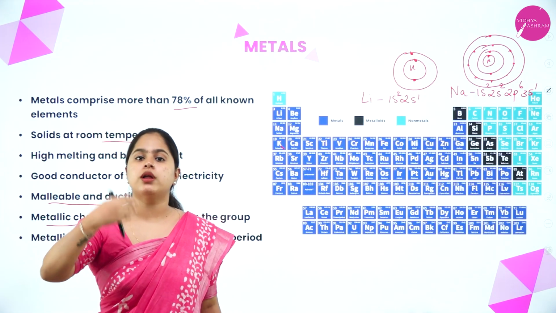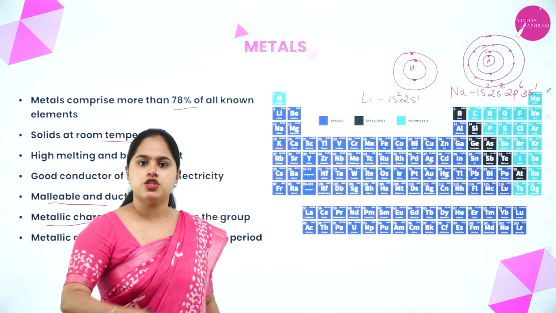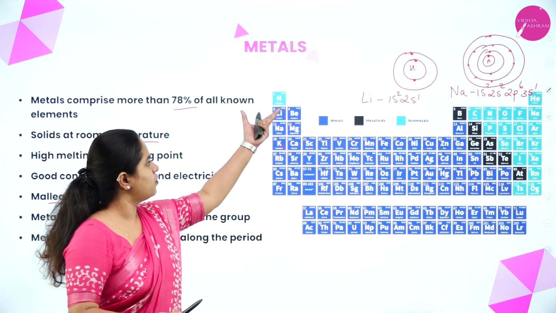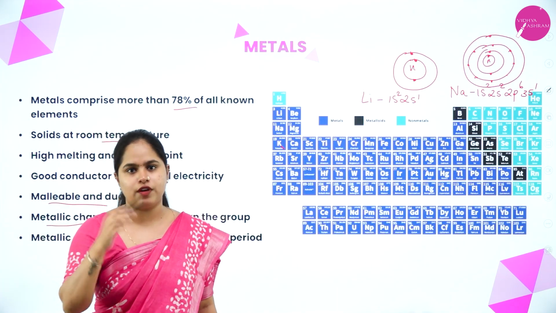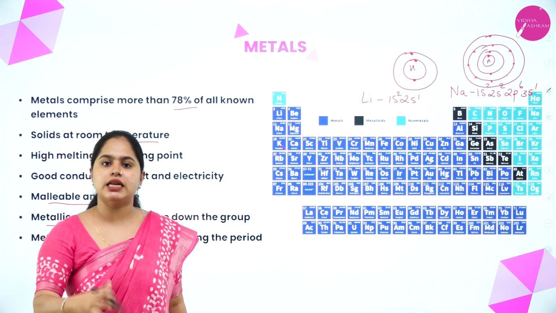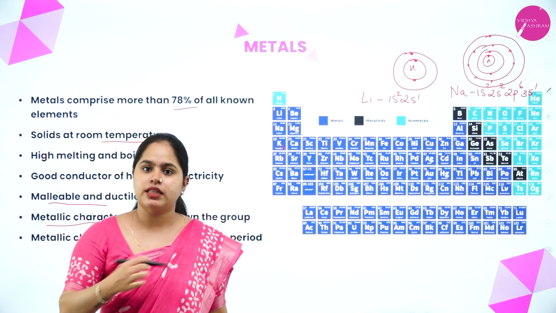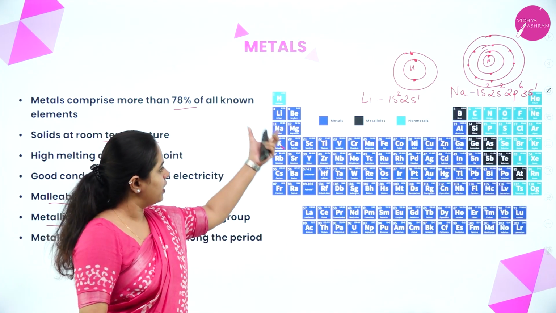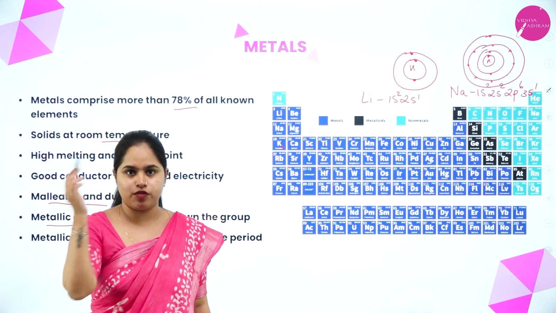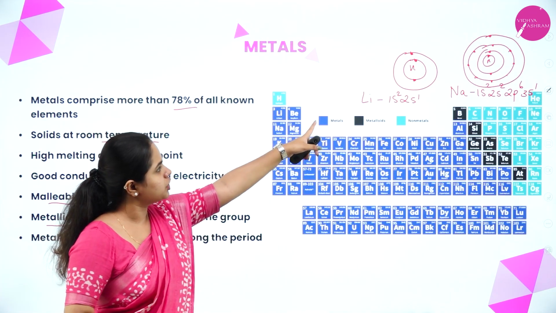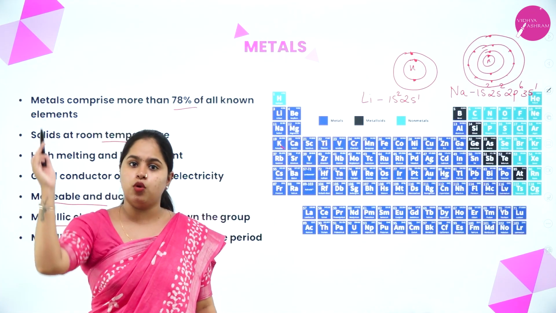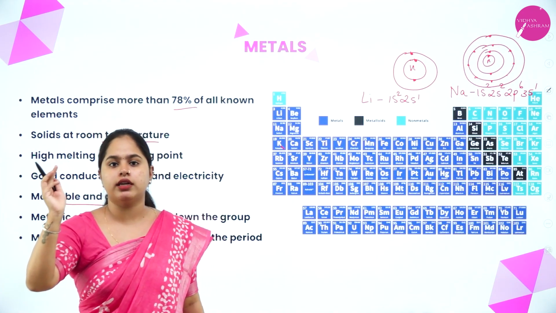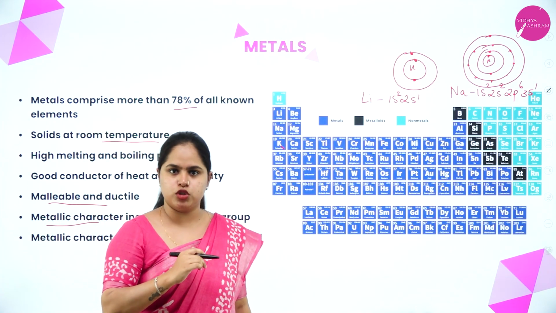Yes, because more and more shells are being added on. So you can see from here to there itself, the size of the atom has increased. So when we move down the group, the size of the atom increases, right? As said, metallic character means the electrons should be able to escape easily. So when we are moving down the group, as the size of the atom increases, the attraction between the nucleus and the outermost electron will become less and less, right? So easily the electron can escape from the outermost shell, right?